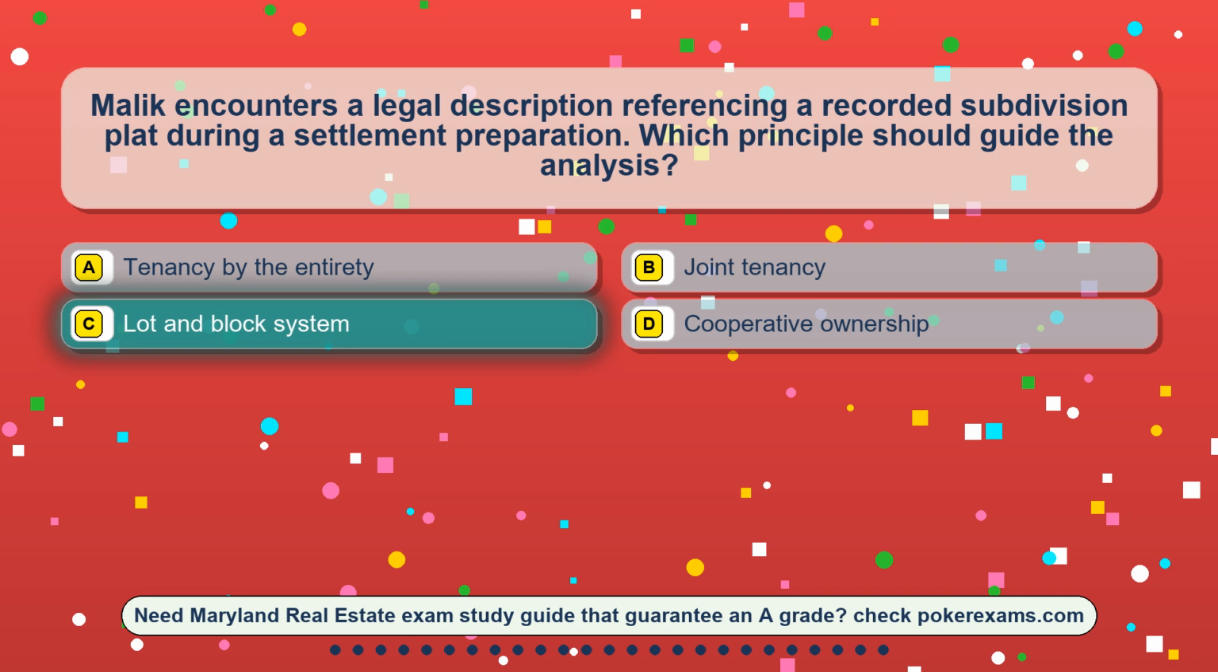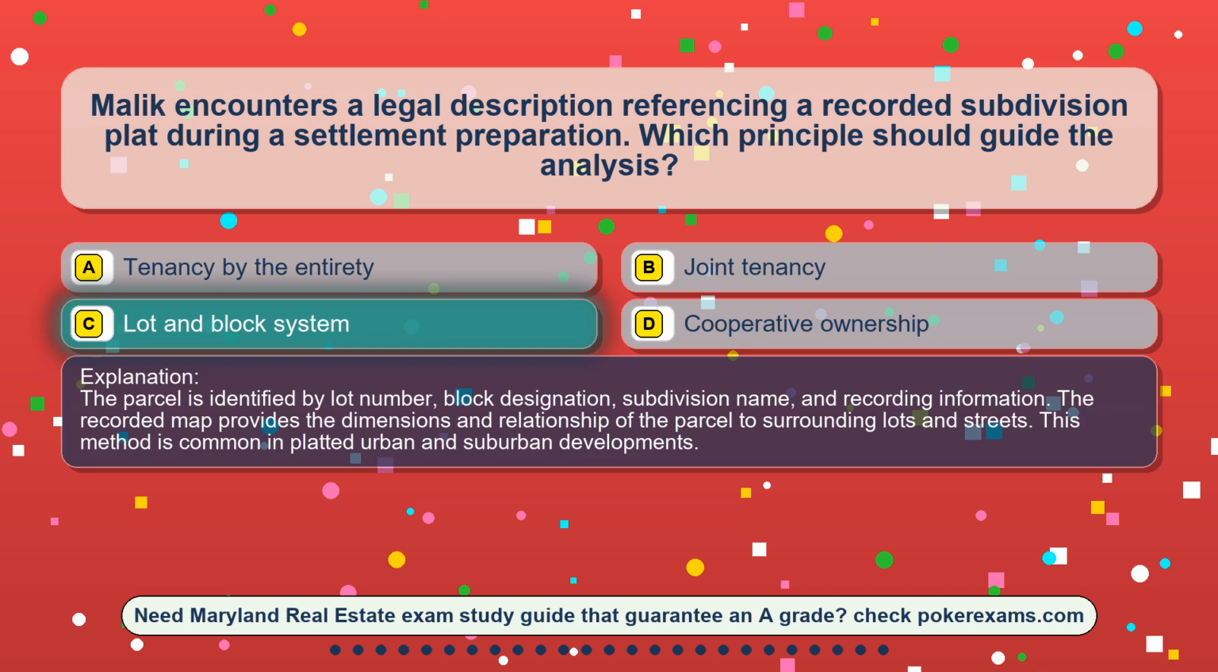The correct answer is option C, lot and block system. The parcel is identified by lot number, block designation, subdivision name, and recording information. The recorded map provides the dimensions and relationship of the parcel to surrounding lots and streets. This method is common in platted urban and suburban developments.